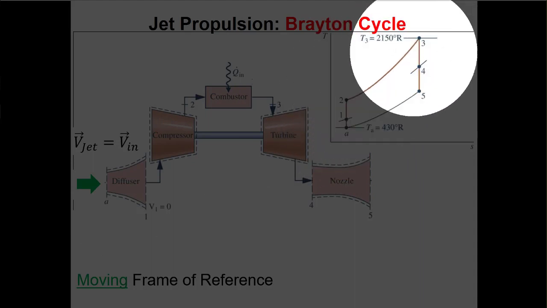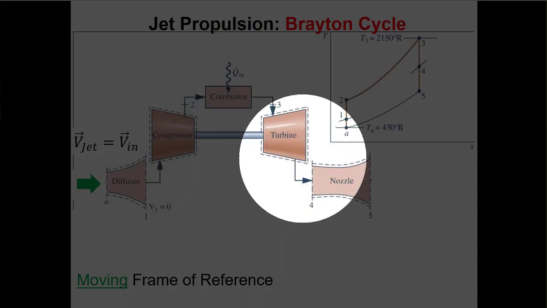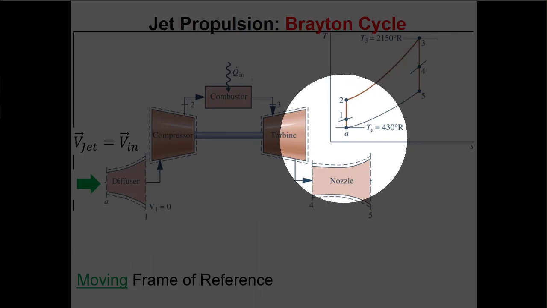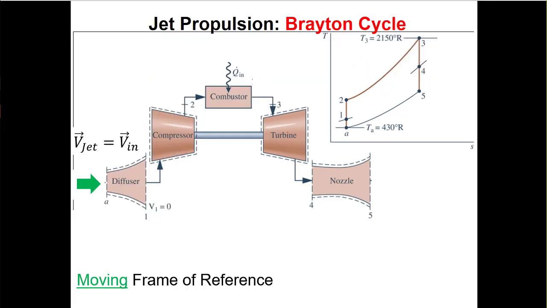So it goes 1, 2, 3, 4. 1 is into the compressor, 4 is out of the turbine. So then they call this inlet state A. I guess that's supposed to be less confusing, right? So that the numbers stay the same, right?